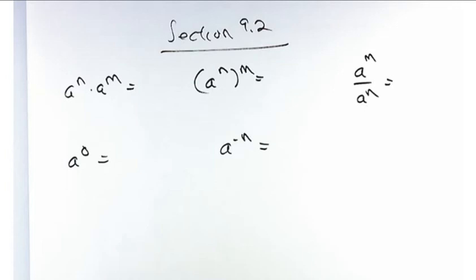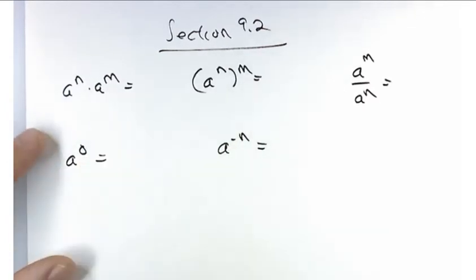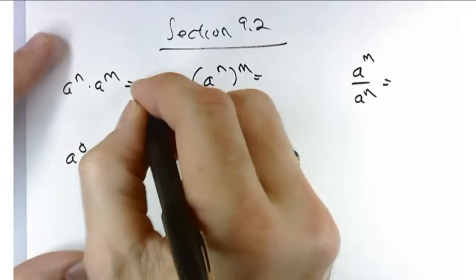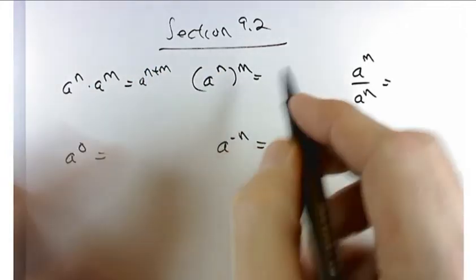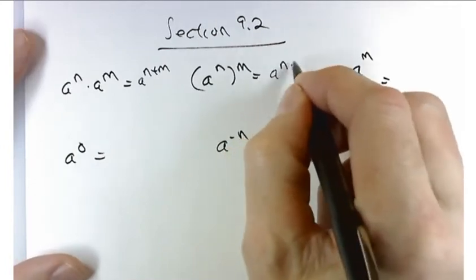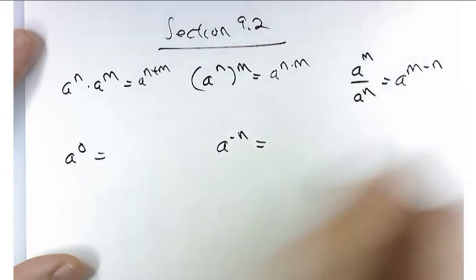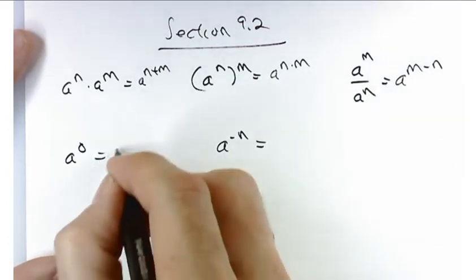Okay, so let's take a look here. When you multiply two things with the same base, what do you do with their exponents? Add them. N plus M. Power to a power, multiply. Dividing exponents, subtract. Something to the zero power equals one.